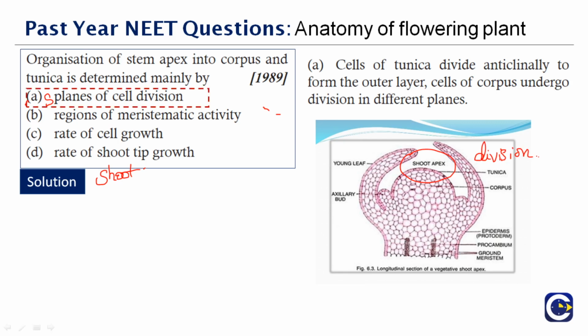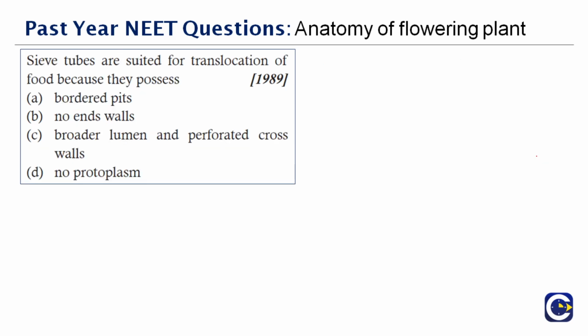Now we move to the next question: sieve tubes are suited for the translocation of food because they possess dash. This is a very easy question. We already discussed sieve tubes. They come in association with the companion cells. Sieve tubes are elongated tubular conducting channels of phloem. The end walls possess many small pores, and they also have a thin cellulose wall.